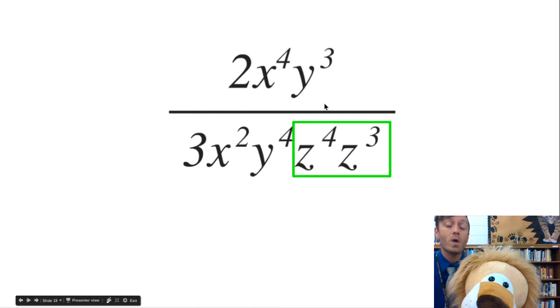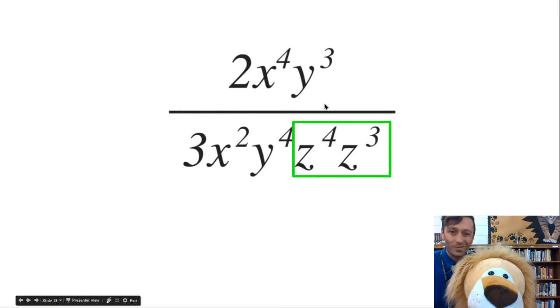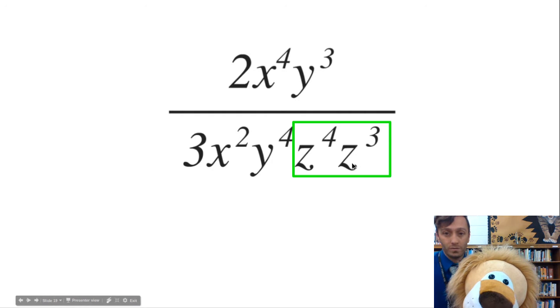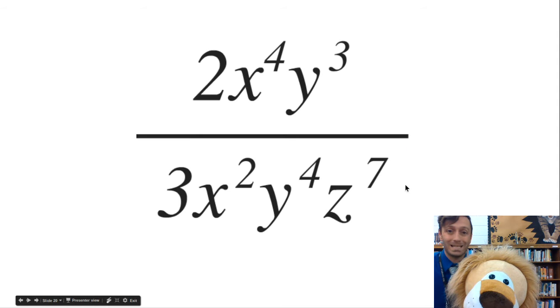Leaving me with 2x to the fourth, y to the third, over 3x squared, y to the fourth, z to the fourth, z to the third. Right? Combine like terms gives me z to the seventh. So total of 2x to the fourth times y to the third over 3x squared, y to the fourth, z to the seventh. And what does that all actually mean?